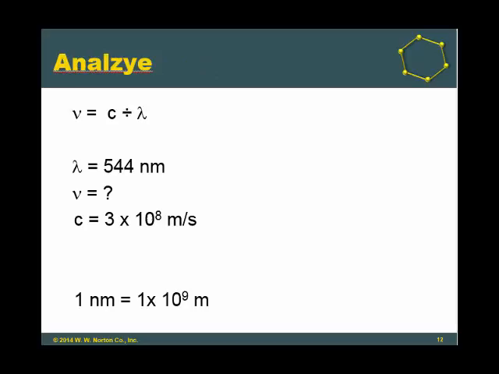Well, we know the relationship between frequency and wavelength. We know that if we want to solve for frequency, that's equal to the speed of light divided by lambda, for all electromagnetic radiation.